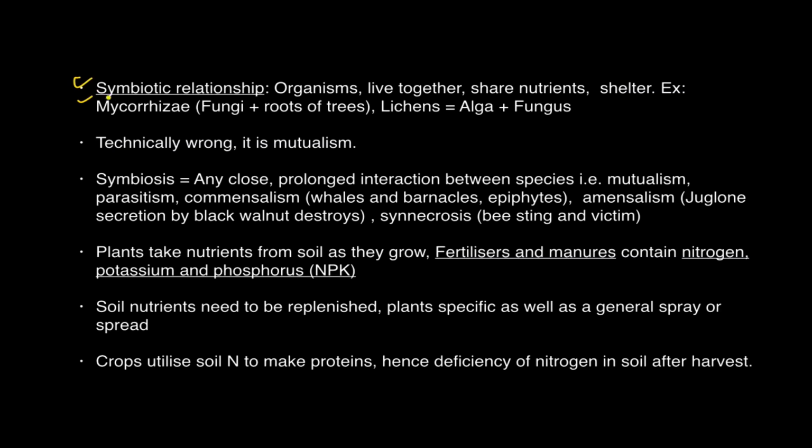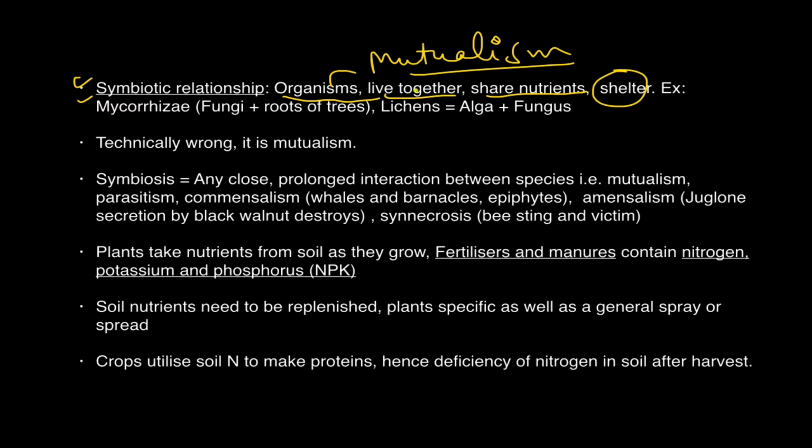Now symbiotic relationship, again it is a very controversial topic. According to NCERT, it means organisms which live together and share nutrients and shelter. But this is what is called mutualism. This is not symbiosis. Please remember this. Example, mycorrhiza, lichens. Lichens is algae plus fungus. Mycorrhiza is fungus plus roots of trees. Fungus helps in the absorption of nutrients, and both, remember both, in lichens also, in mycorrhiza also.